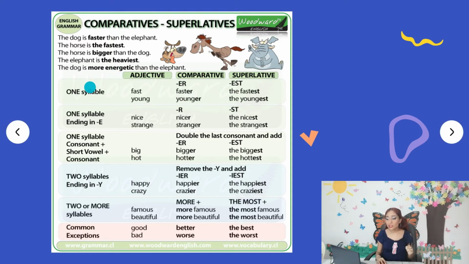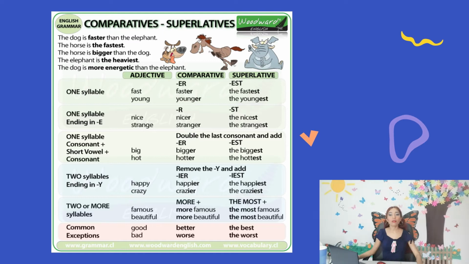The last one says, the dog is more energetic than the elephant. This is a comparative because we're comparing just the dog with the elephant. Remember that we have some rules to write a comparative or a superlative. Most of the time you just need to add -er or -est, but not all of the time you can do that. Not all adjectives are regular. Remember that we have some irregular ones and some that are longer.